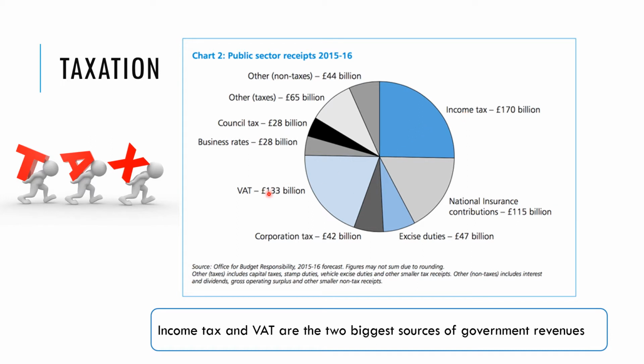Shortly followed by VAT. So whenever we buy goods and services, that VAT applies to. And then we've got national insurance contributions. And then lastly, excise duties. So things like taxes on alcohol and fuel and things like that.